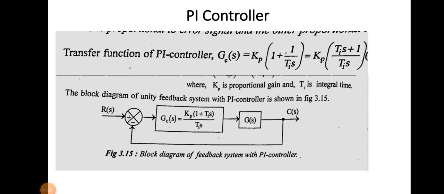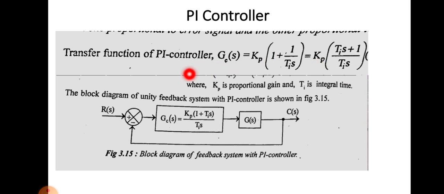Students, in this session we will discuss the effect of PI controller in the control system. PI controller means proportional integral control, and in the case of proportional integral control, the transfer function of the PI controller is given by GC of S equal to Kp into 1 plus 1 by TIS, where Kp is the proportional gain and Ti is the integral time. We can write it as Kp into Ti of S plus 1 divided by Ti of S.